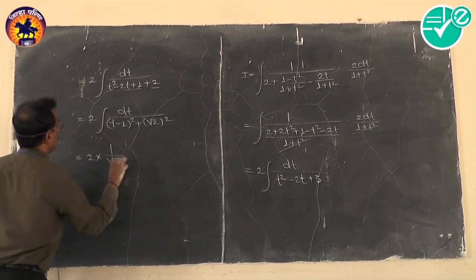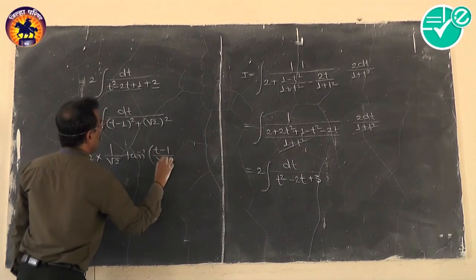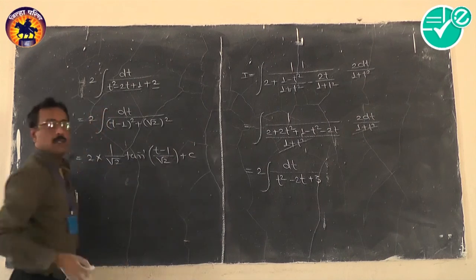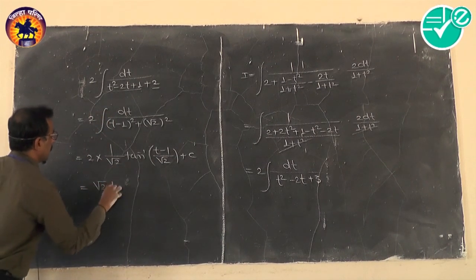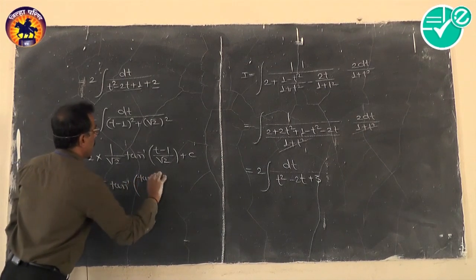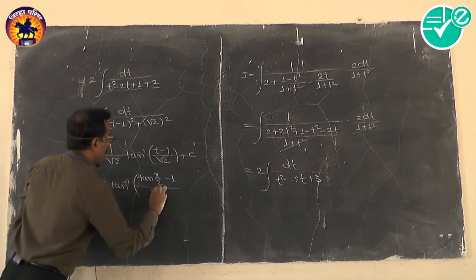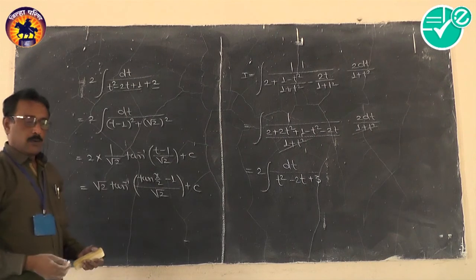It is 1 upon a tan inverse of variable term upon constant term, and then plus c. That t is replaced, and with root 2 and 2, it gets cancelled. It is root 2 tan inverse of tan x by 2 minus 1 upon root 2, and plus c. We'll stop here only.